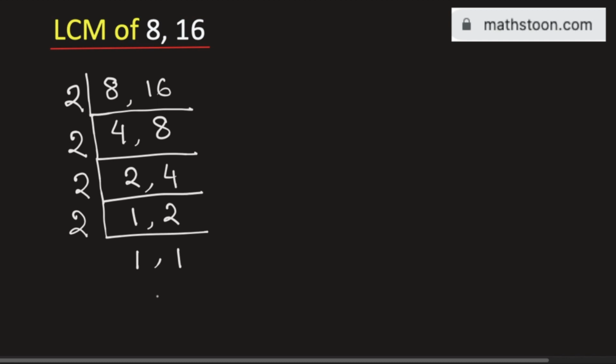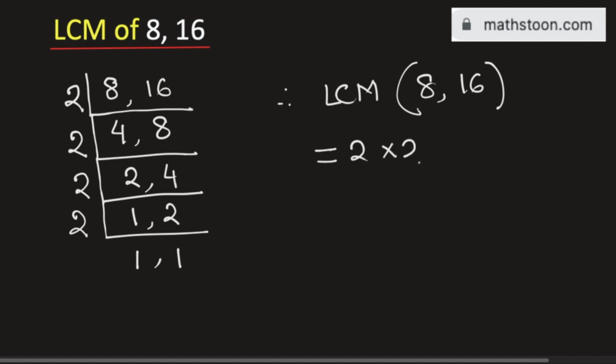Now the moment we get 1, 1, we will stop, and the LCM of 8 and 16 will be the product of the numbers on the left hand side. So the LCM of 8 and 16 will be equal to 2 times 2 times 2 times 2, which is equal to 16.